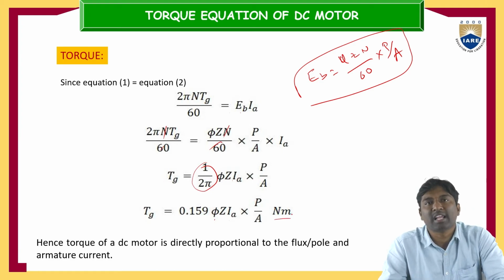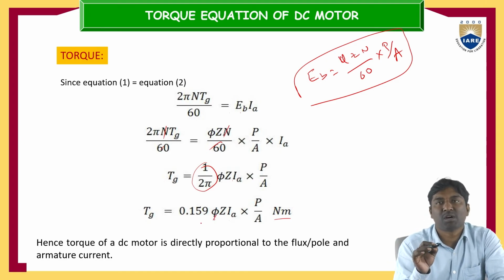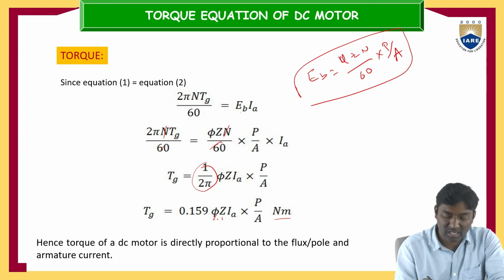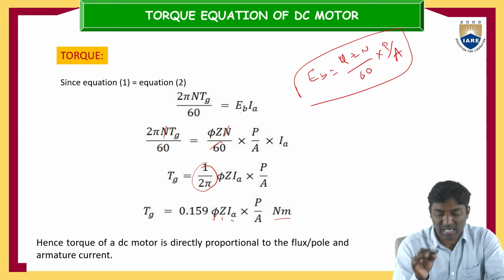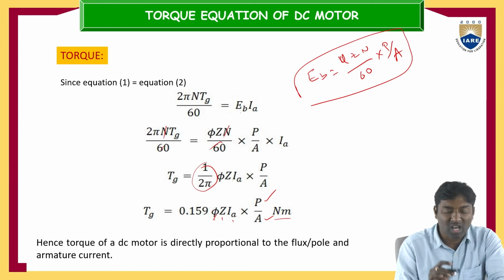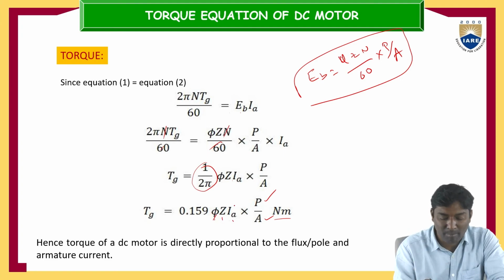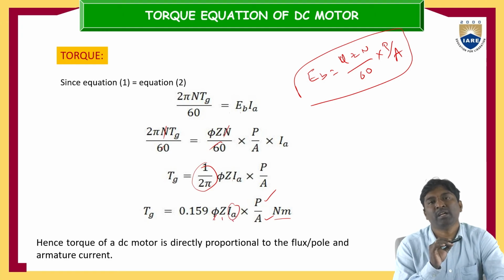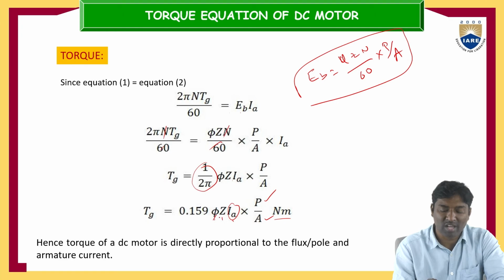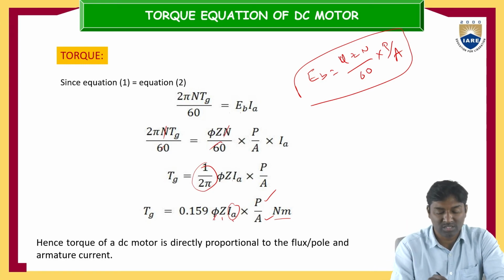This is the gross torque or armature torque, where phi is the flux per pole, Z is the armature conductors, Ia is the armature current, P is the number of poles, A is the number of parallel paths. Hence, torque of a DC motor is directly proportional to the flux per pole as well as the armature current. Torque will always be directly proportional to the flux per pole as well as the armature current.